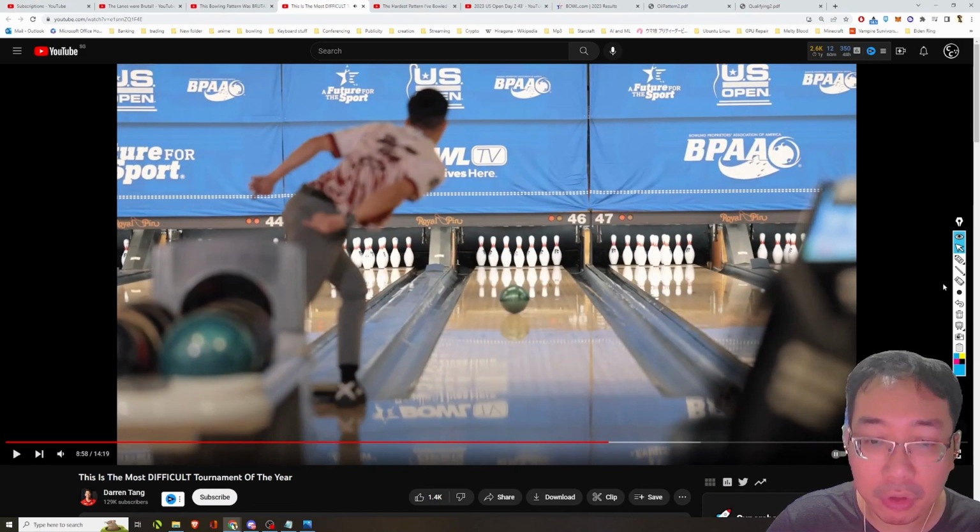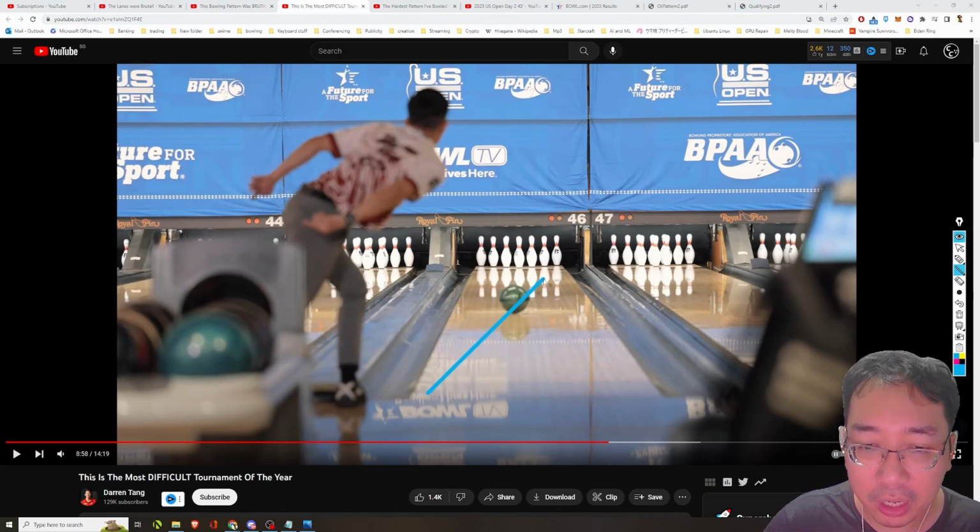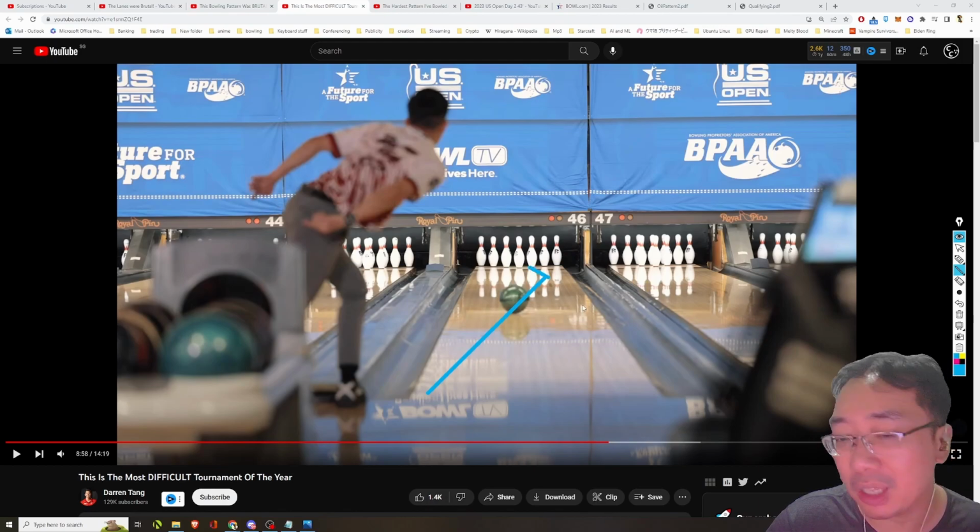Yep, so it's crossing the 5th arrow. No, 4th, 5th. No, it's crossing the 6th arrow, right? So it's crossing the 6th arrow and he's sending the ball out to 9 at the break point, and then the ball is hooking in and striking.